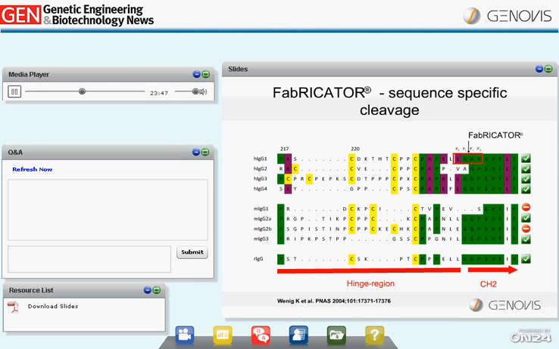The very high specificity of the FabRICATOR enzyme is to some extent correlated to the amino acid sequence of the substrate. This slide shows the hinge region and the beginning of the CH2 domain of the human, mouse, and rabbit IgG. FabRICATOR cleaves all subclasses of human IgG as noted on the right side of each sequence. The cleavage is located between the two glycines, as indicated by the arrow on the top right.